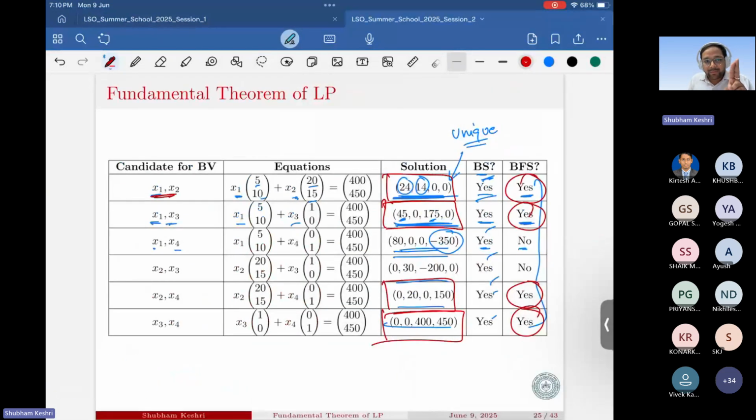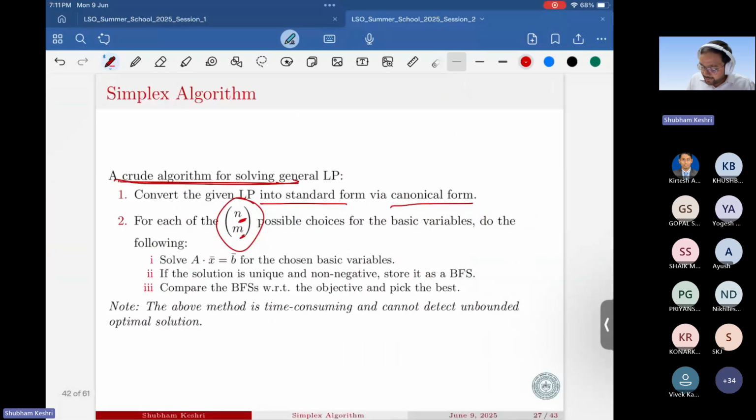So you take 2 variables, x1 and x2 from the set of 4, x1 and x3 from the set of 4, x1 and x4 from the set of 4. There are 6 choices. For all these choices, solve the set of equations. Identify if it is a basic solution, and then identify if it is a basic feasible solution. Now, when you know all the basic feasible solutions, you just obtain the objective function value for all of them. When you do that, then you will be able to obtain the optimal.